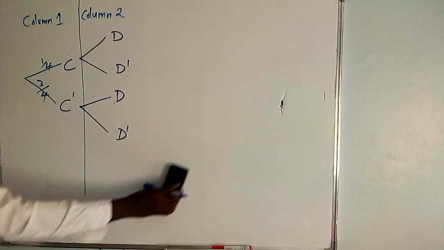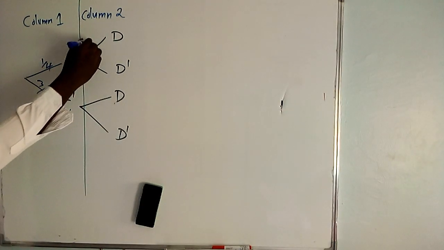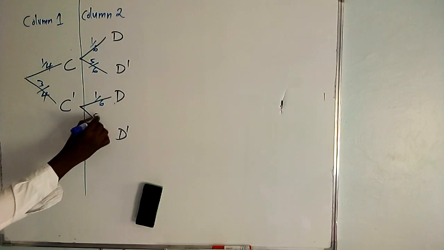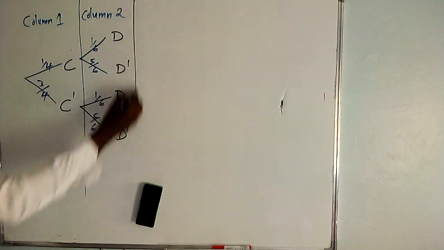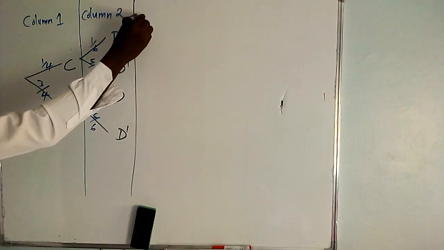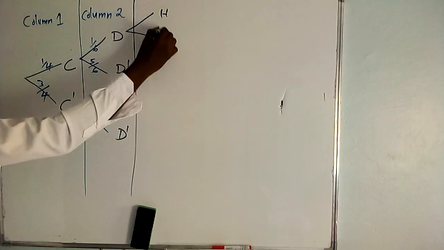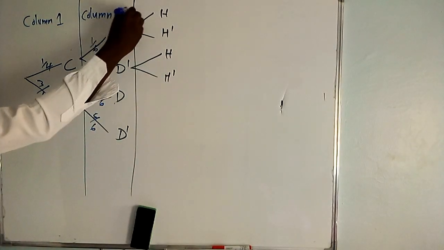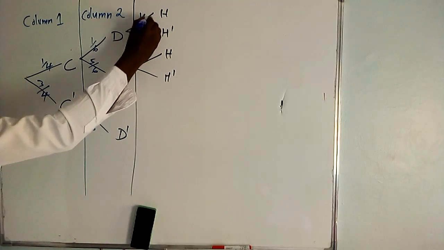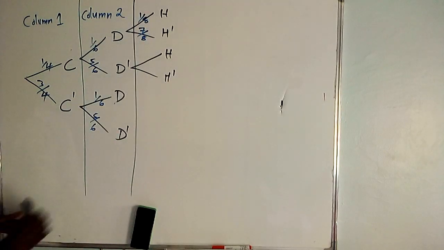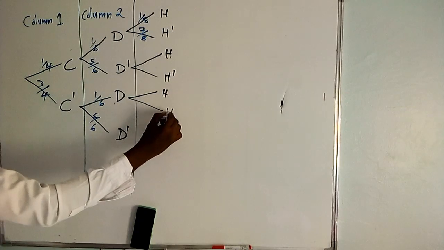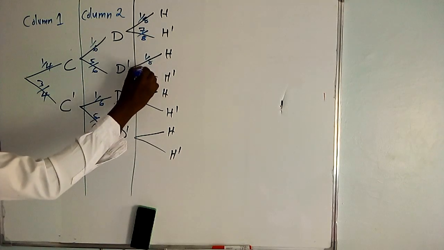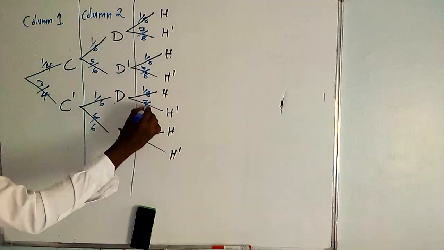So you check, what is the probability that a damper breaks down? 1/6. So a damper does not break down is 5/6. So we have 1/6, 5/6. Move to the last one. Hoist. If you say H to denote the probability that the hoist breaks down, then H prime is the otherwise, isn't it? So the hoist breaking down is 1/8, not breaking down is 7/8. Then you form the other branch, H prime, H prime, H prime. So we have 1/8, 7/8, 1/8, 7/8, 1/8, 7/8.